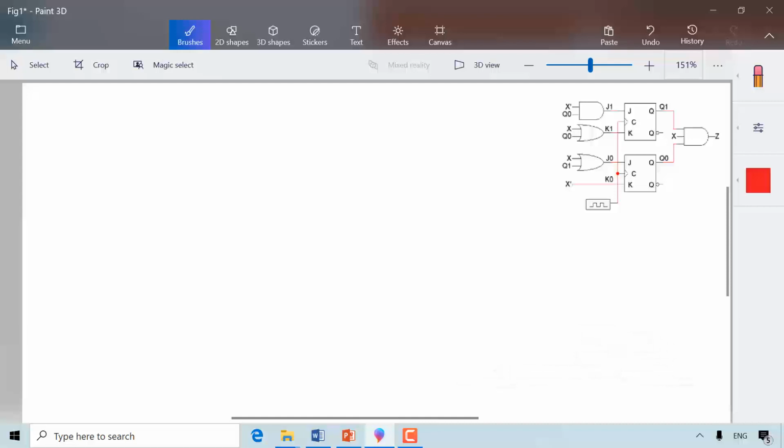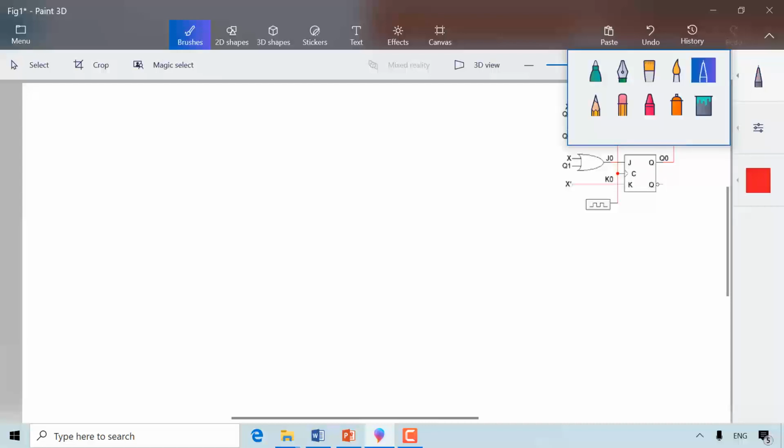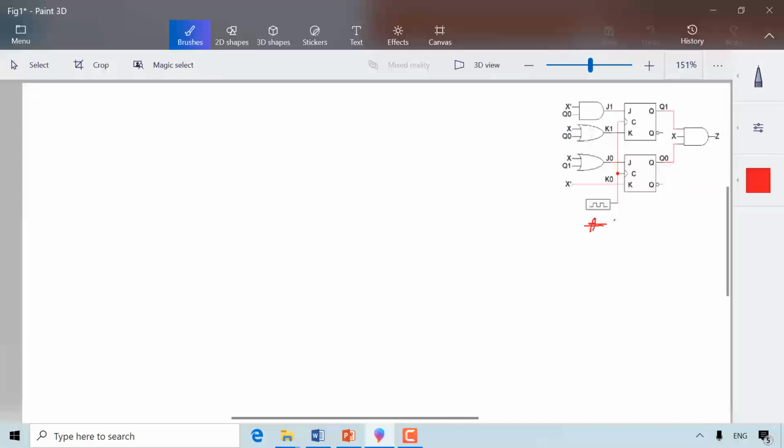Okay, so now I understand from this circuit, I need to think about it a little bit. How many flip-flops do I have? Flip-flops that I have? Well, I have Q1 and Q0, so I have two.